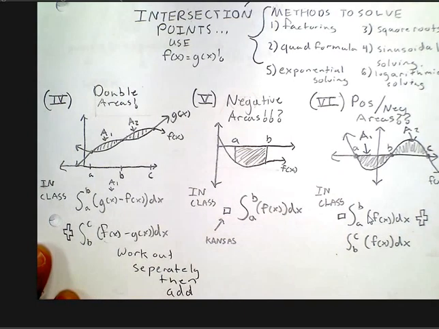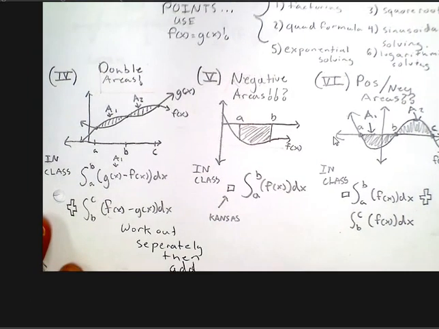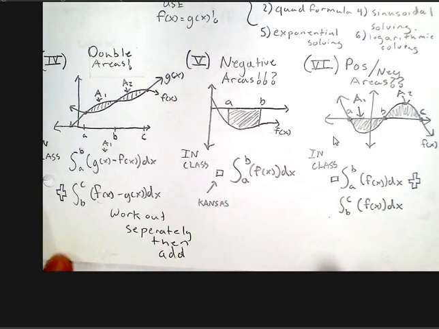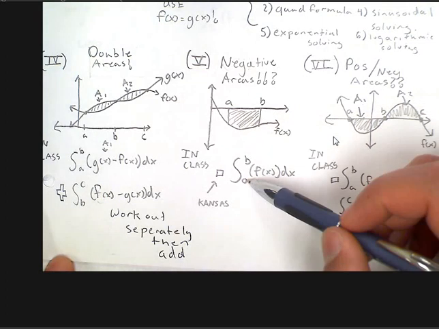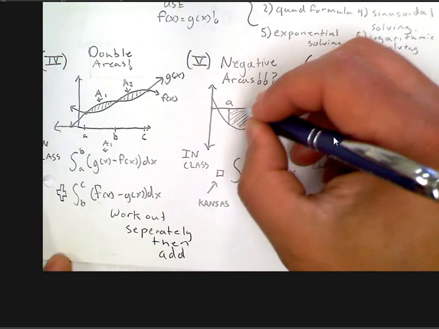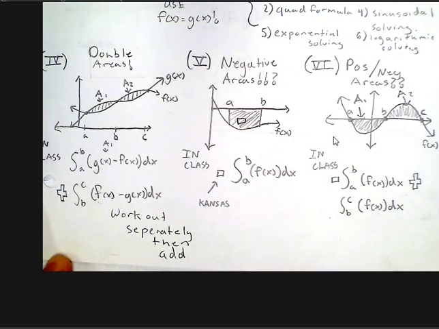Okay, next we have negative areas. Negative areas are a little different. There's no such thing as a negative area, but there is a definite integral that's going to yield a negative value. This area is going to end up being a negative area in your answer. But when you're asked to find area, just because you get a negative answer doesn't mean you should just keep it negative.